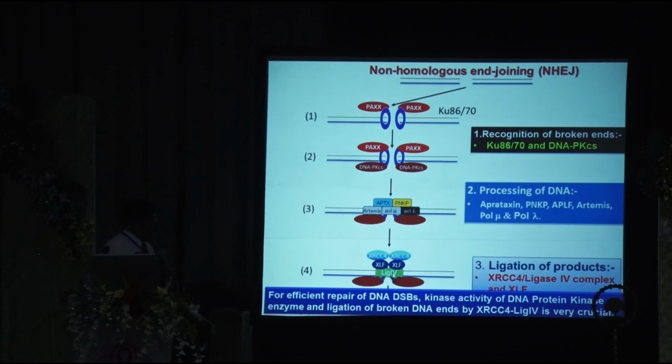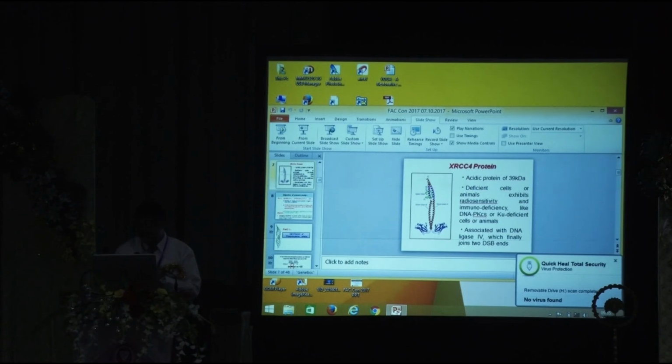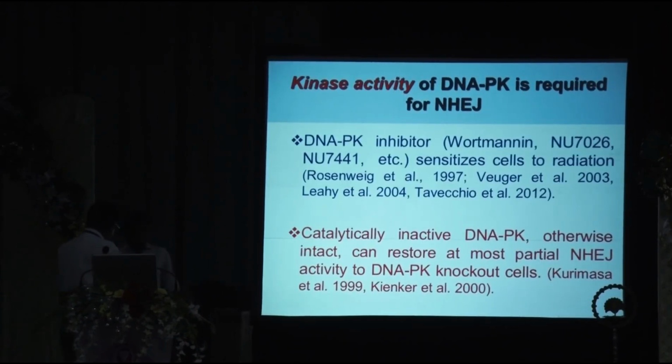And for the efficient repair of DNA, the kinase activity of the DNA protein kinase enzyme is really very important. DNA-PK inhibitors such as wortmannin, NU7026, and NU7441 sensitize cells to radiation, whereas catalytically inactive DNA-PK, otherwise intact, can restore at most partial NHEJ activity to DNA-PK knockout cells.